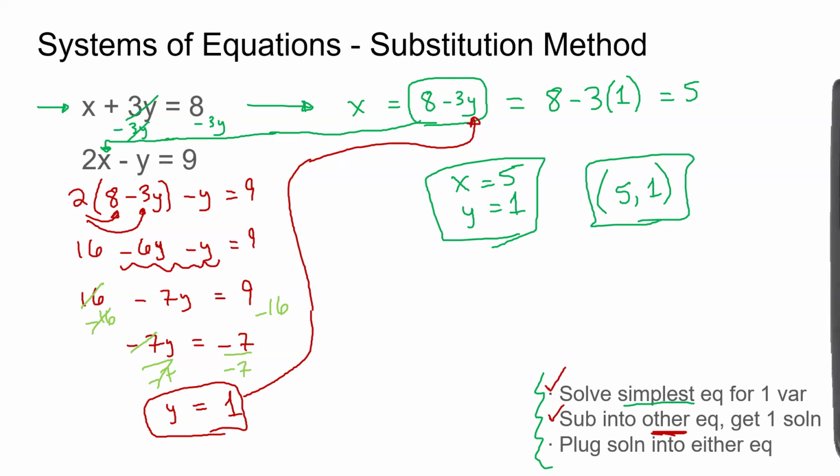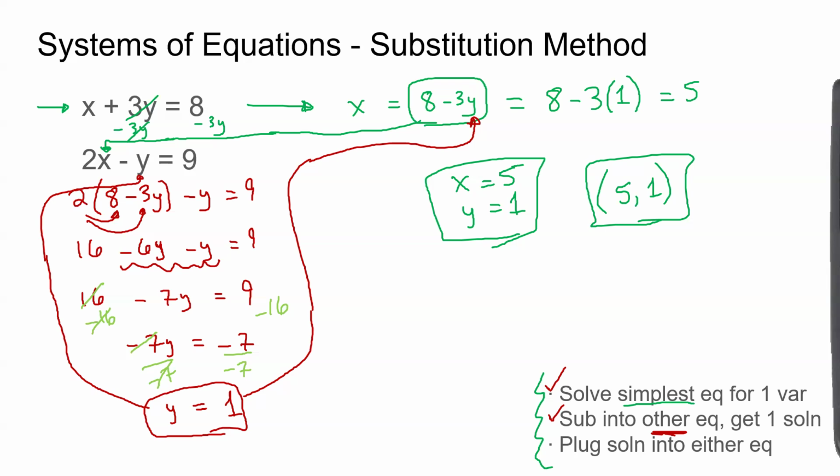This is the same problem we just did. We got the same answer. This is the substitution method. Solve one equation for one variable, plug it into the other equation, and then whatever number you get, put that in anywhere. Incidentally, I could have put it into the other equation. I could have taken that y equals 1 and gone right back into here with it.